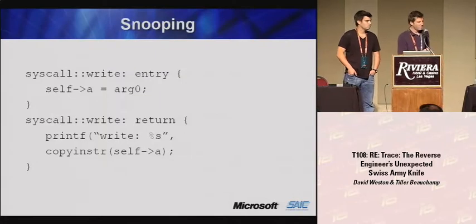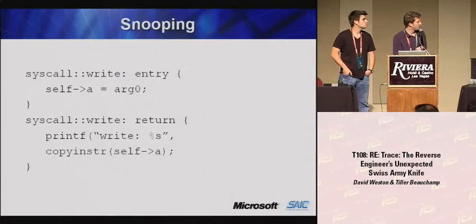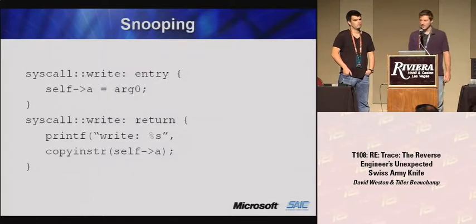Here's another small example that shows file process snooping. So here we hook the write entry point and the write return point. So same idea, record the buffer and then print it out when the function returns. So this would allow me to sniff all of the output from David's terminal or any other application.